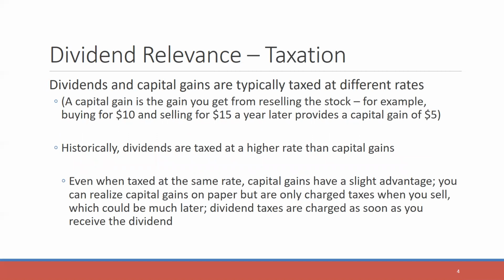Dividends and capital gains are typically taxed at different rates. A capital gain is the gain that you get from selling an asset that you've held for a year. So if you bought a stock at 10 and you sell it at 15 a year later, you've realized a capital gain of $5. Historically, dividends are taxed at higher rates than capital gains. And even when they're taxed at the same rate, the capital gain has the slight advantage that you realize the capital gain on paper, but you only pay the taxes when you sell it. That is much better than dividends, because with dividends you're charged as soon as the dividend income comes in.